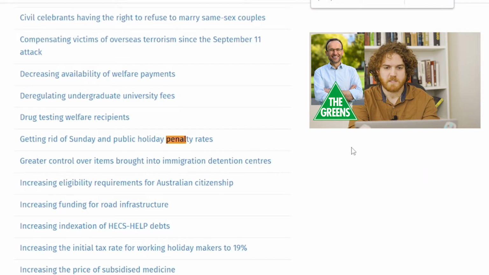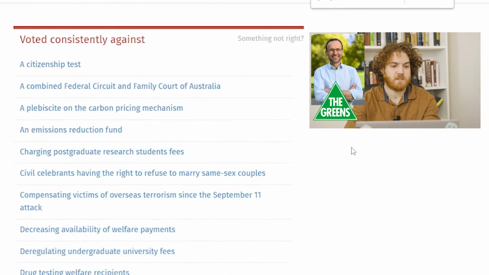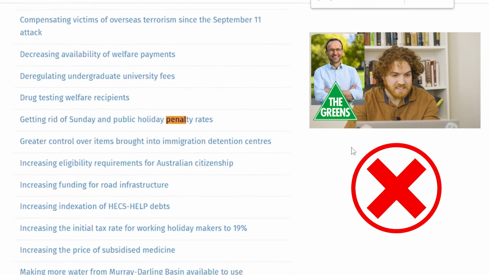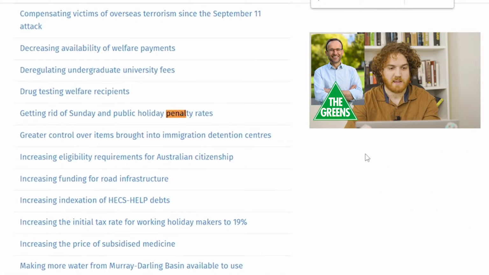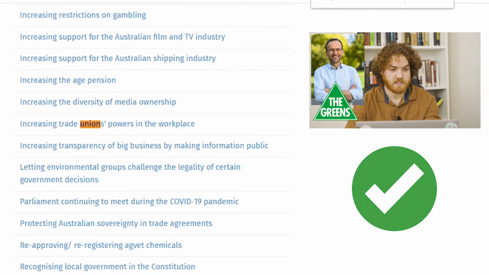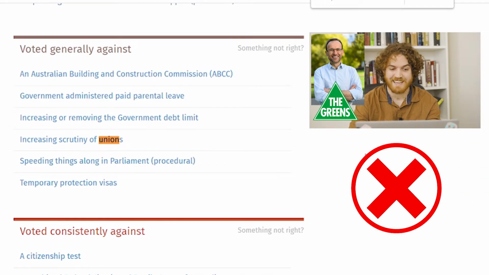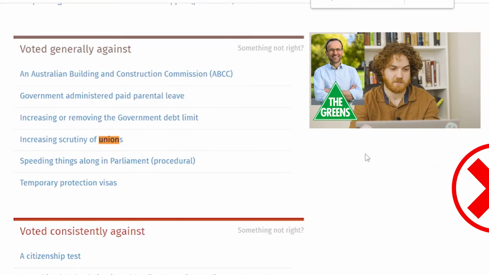Let's speed things up. Let's talk about penalty rates for workers and jobs. So, Adam Bandt, Greens, voted consistently against getting rid of Sunday and public holiday penalty rates. Voted consistently for increasing trade unions' powers in the workplace, and voted generally against increasing scrutiny of unions.